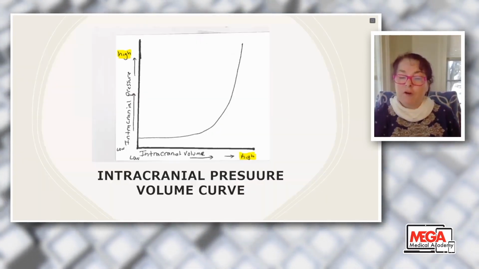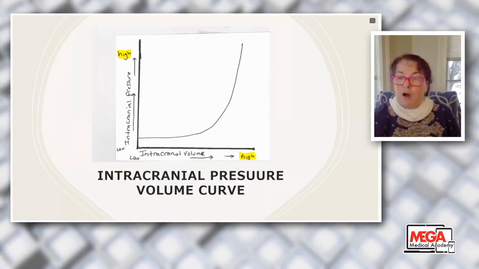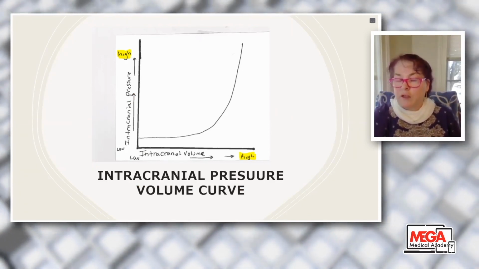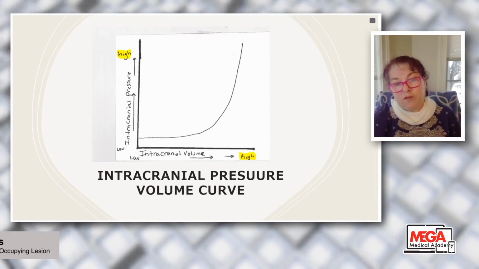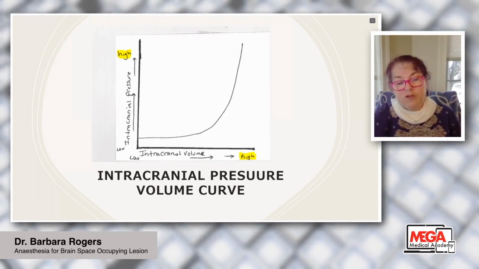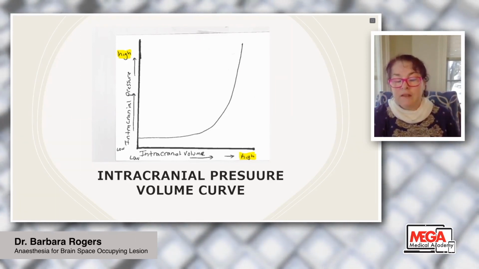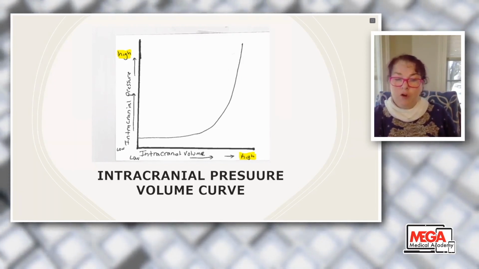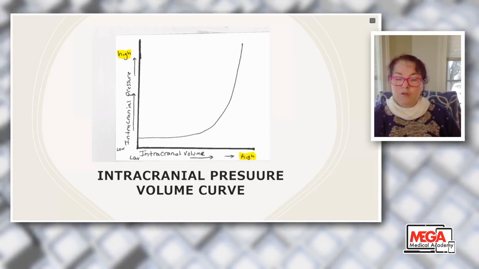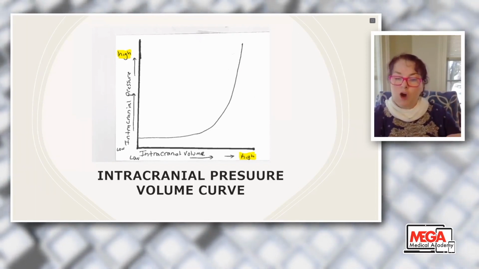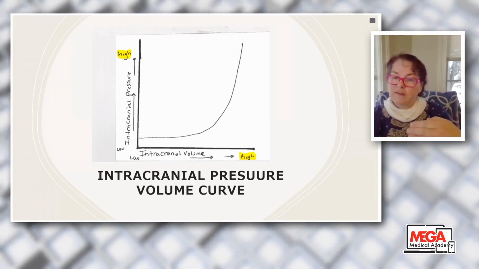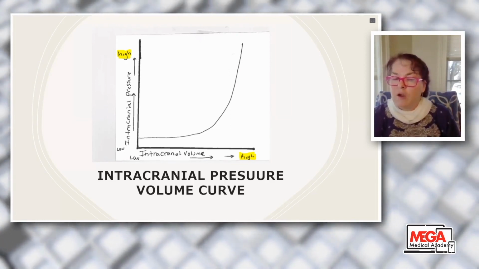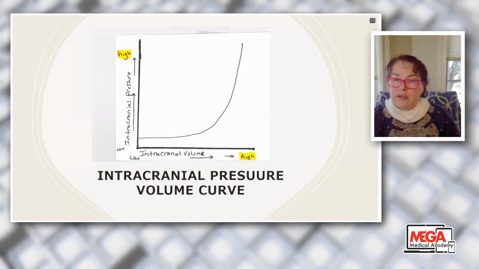This is a picture of the intracranial pressure volume curve. This is also a really important curve to remember when you're talking about anesthesia for patients with brain tumors. What this shows on the bottom is that as the intracranial volume goes up, the pressure goes up. On the left-hand side is the pressure. As you can see, it moves along without much of a change, but at some point, and you don't actually know for each patient where this point is, the pressure will abruptly increase.